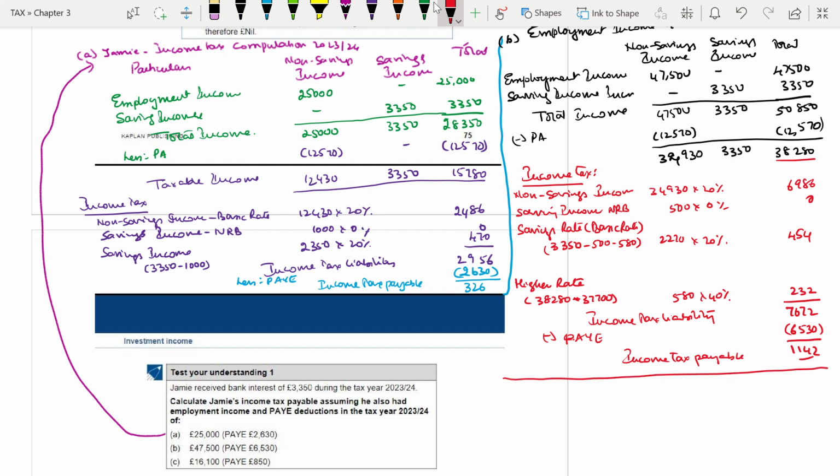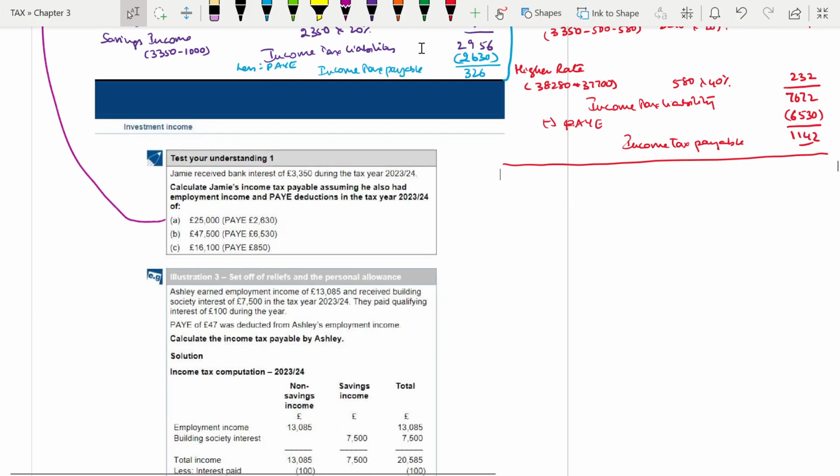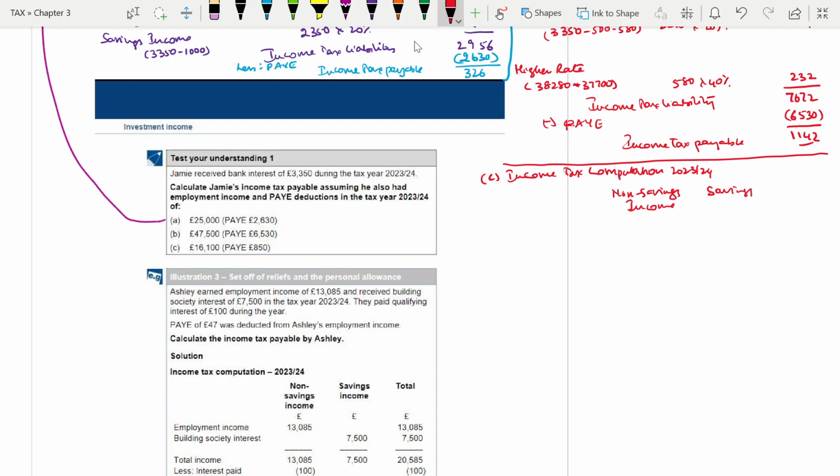Okay, that's very important. In the last case, now you can put it in a very structured form. In the last case, point number C, we have to write the income tax computation. 2023-24. Non-savings income, savings income, and the total.